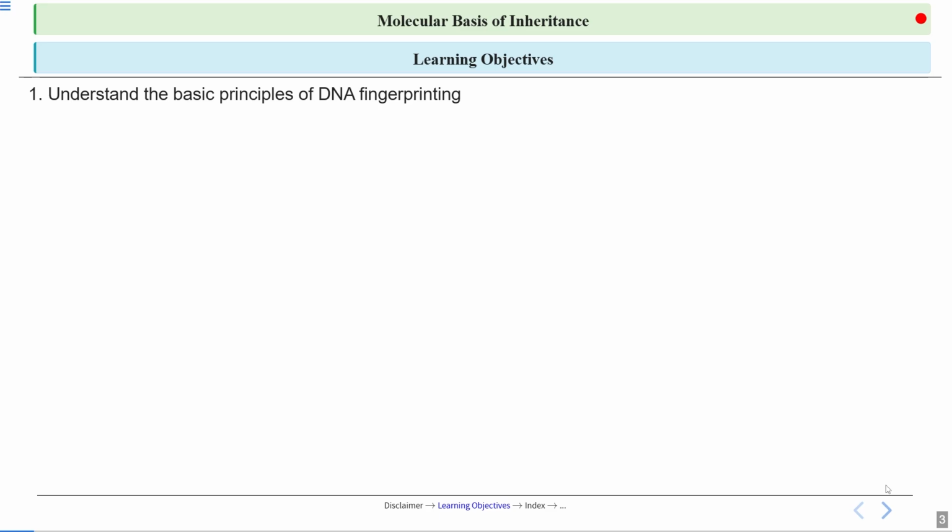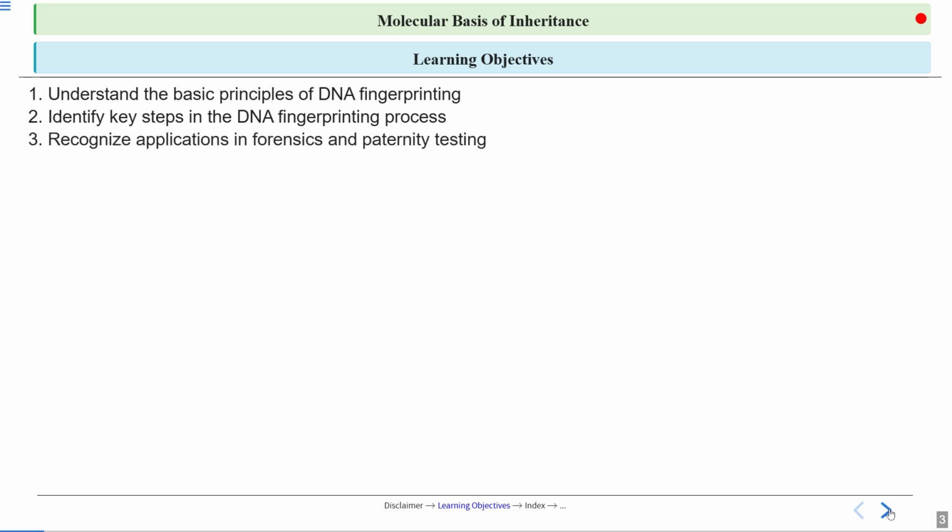So what are going to be today's learning objectives? First, we will understand the basic principles behind DNA fingerprinting. Then we will identify key steps in the DNA fingerprinting process, and recognize the application of DNA fingerprinting in forensics, paternity testing and more.